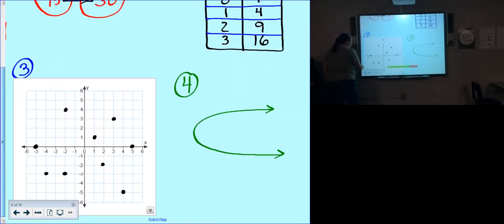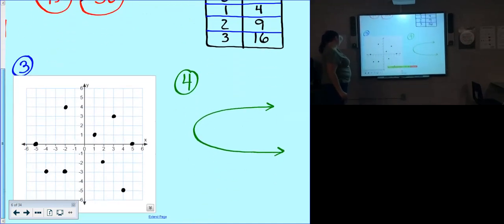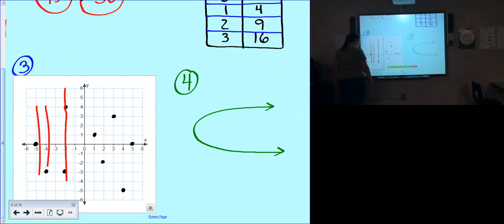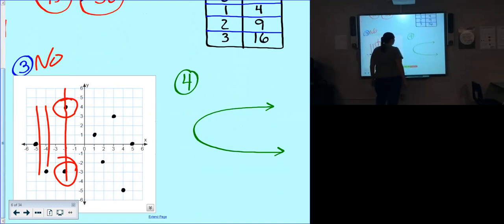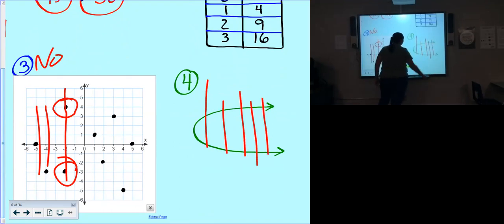Why don't you try number 3 and number 4? Pause the video and see if you can decide whether these are functions. All right, if I'm checking here, negative 5 is good, negative 4 is good, negative 2, not good. I got 2 dots on the same x value. So number 3 is a no. Number 4, again, I have a graph. No matter where I end up drawing the line on this one, I always hit it twice. So again, this is another no.